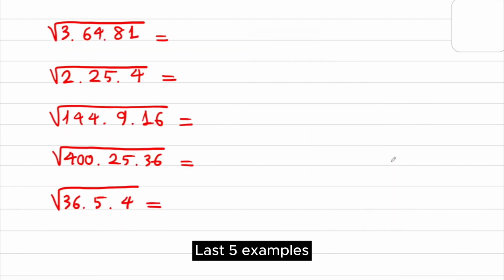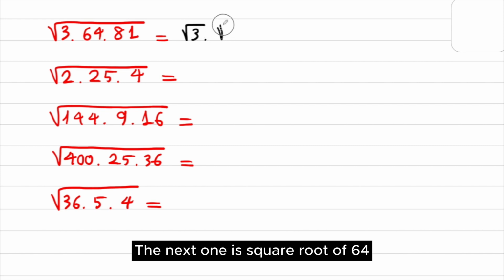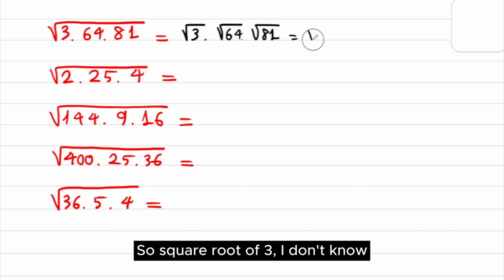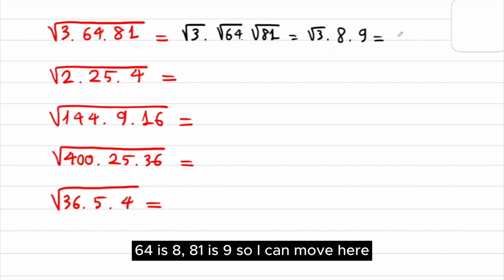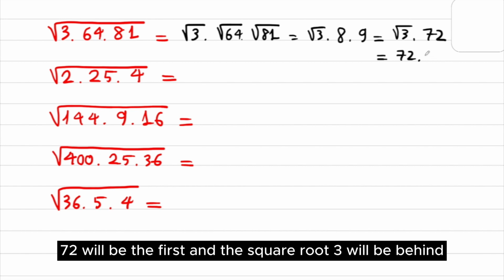Last 5 examples. For these 5 questions, you have 3 terms under the square root. So one by one, you can work it by yourself. Here is square root of 3. The next one is square root of 64. And last one you got square root of 81. So square root of 3 I don't know because this is not a square number. 64 is 8, 81 is 9, so I can move here. Square root of 3, 72, and then change position. 72 will be the first and the square root 3 will be behind.